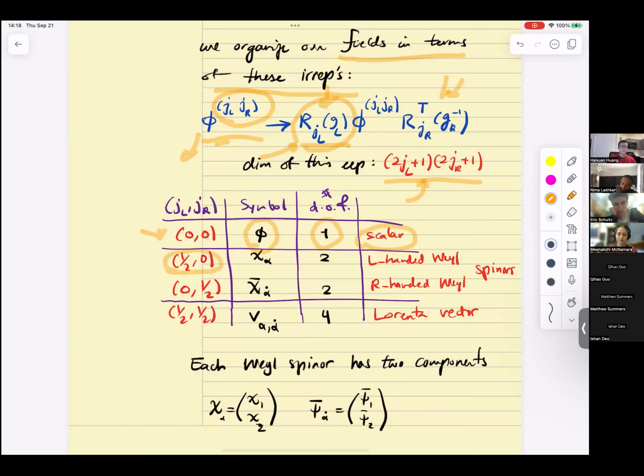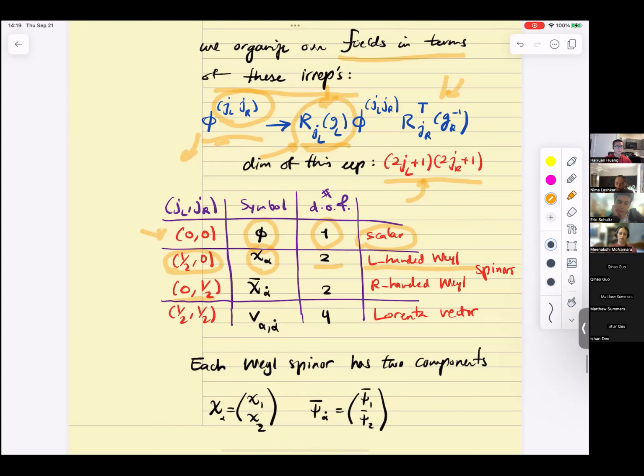You could have representation 1/2 for left movers and 0 for right movers. We usually use this notation chi alpha, and I apologize already for this notation, but it's very, very standard. It's a two-dimensional vector. It has 2 degrees of freedom, let me call it that way. This is called a left-handed Weyl spinor.